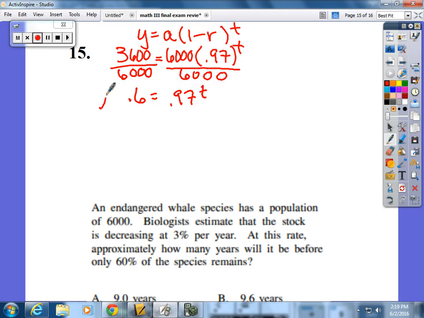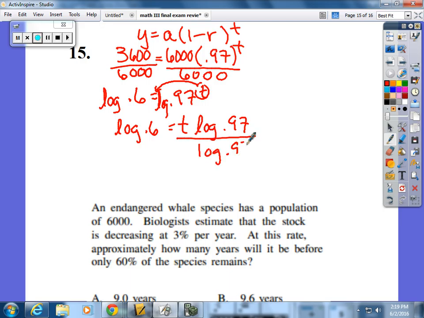And then you take the log of both sides, because anytime you have an exponent that's a variable, you take the log of both sides. So I have log 0.6, and remember the power property says to put that t in front. So t log 0.97 divided by log 0.97. And when you do log 0.6 divided by log 0.97, you should get approximately 16.8 years.